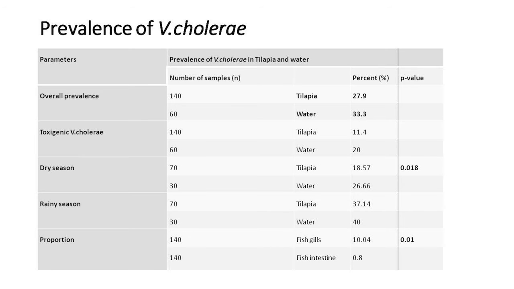I found that the overall prevalence of Vibrio cholerae in tilapia was 27.9%, while in water it was 33.3%. In the dry season, I found that Vibrio cholerae in tilapia was 18.57% and in water was 26.66%. But in the rain season, the prevalence in tilapia was 37.14%, and in water was 40%.